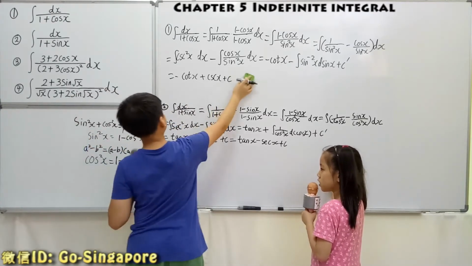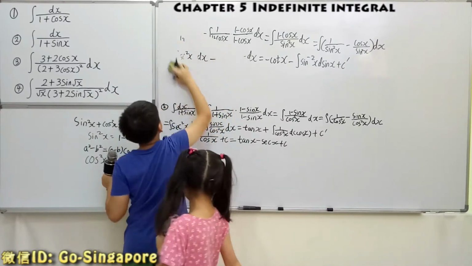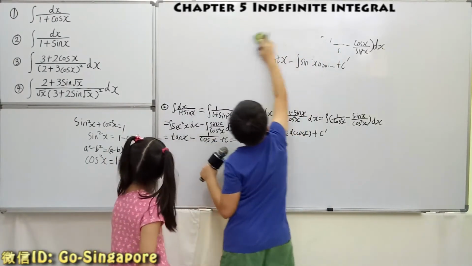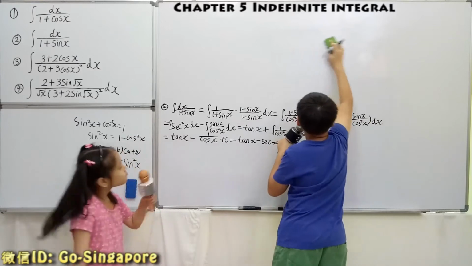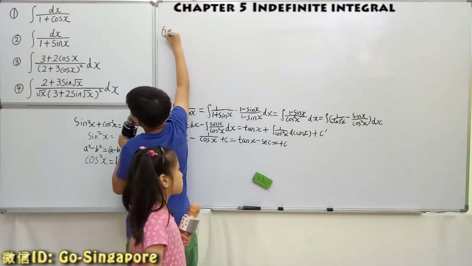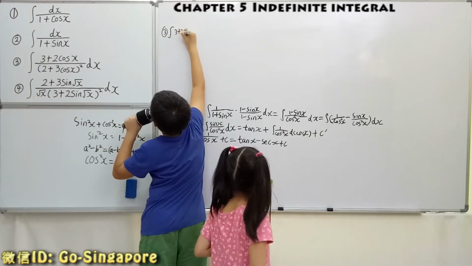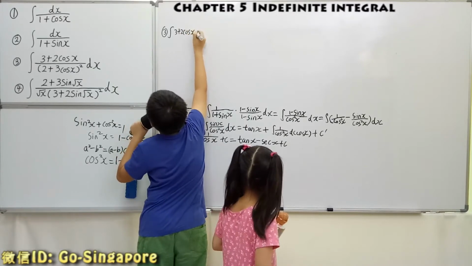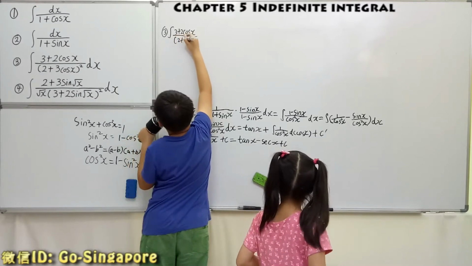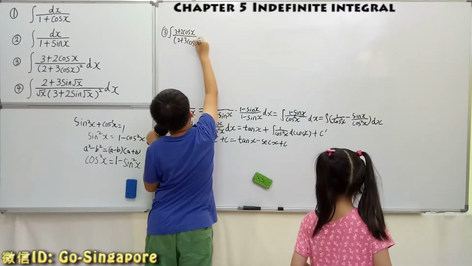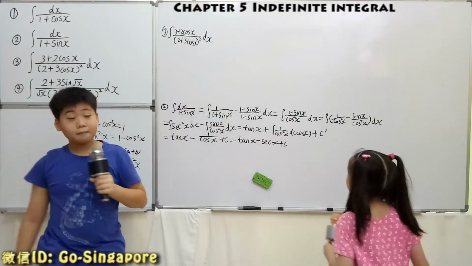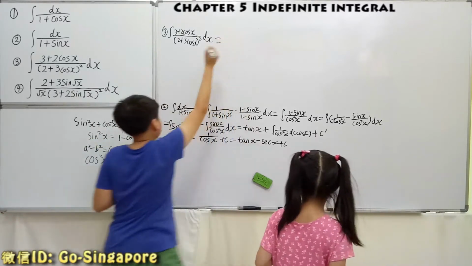Okay, so next, on to the third question. The integral of (3 plus 2 cosine x) over (2 plus 3 cosine x) squared, and at the end we have the dx.